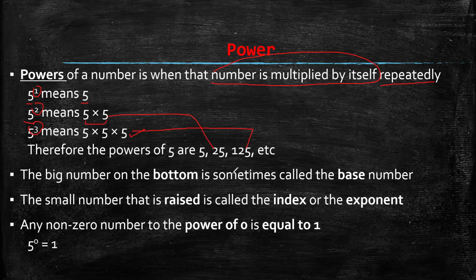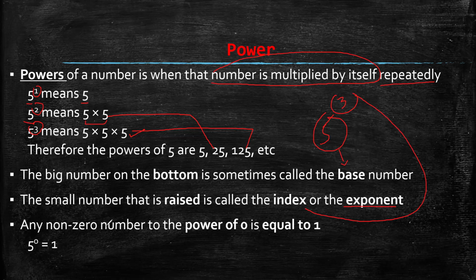The big number on the bottom is sometimes called the base. So if I write 5 raised to the power 3, the big number is known as the base, and the small number is known as the index or exponent. Remember that: the big number is the base and the small number is the index or exponent.